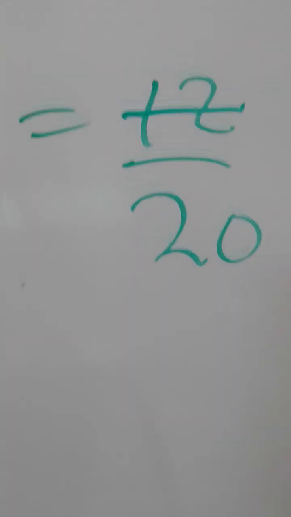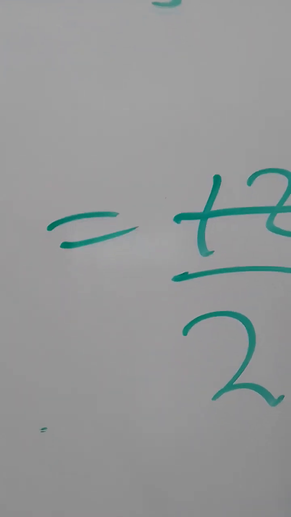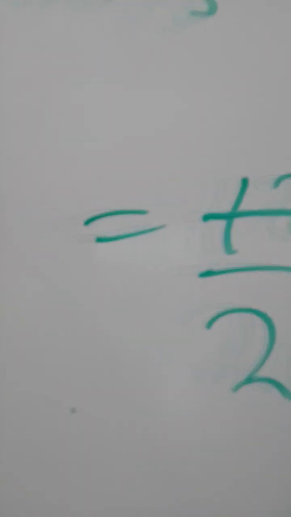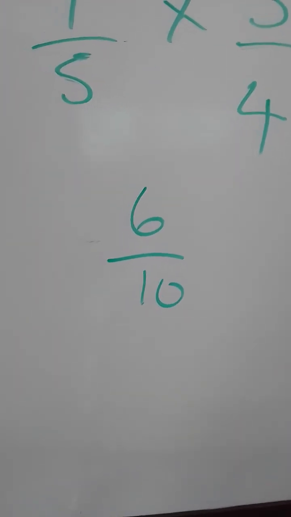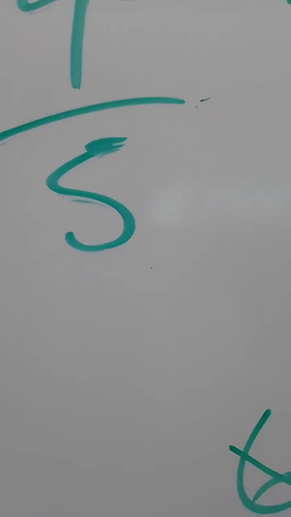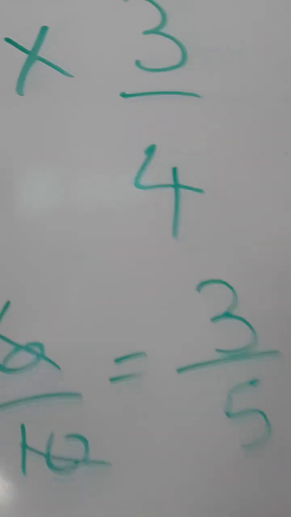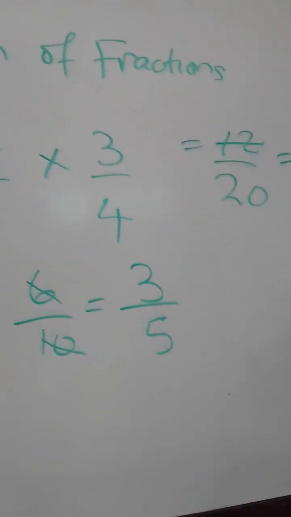2. So I go 2 into 12, 6 times, and 2 into 20, 10 times. That gives me 6 over 10. But I'm not going to stop there. I can still reduce this further. What can divide again? 2 into 6 is going to go 3 times. And 2 into 10 is going to go 5 times. And at this stage, I cannot go any further. So my answer is 3 over 5.